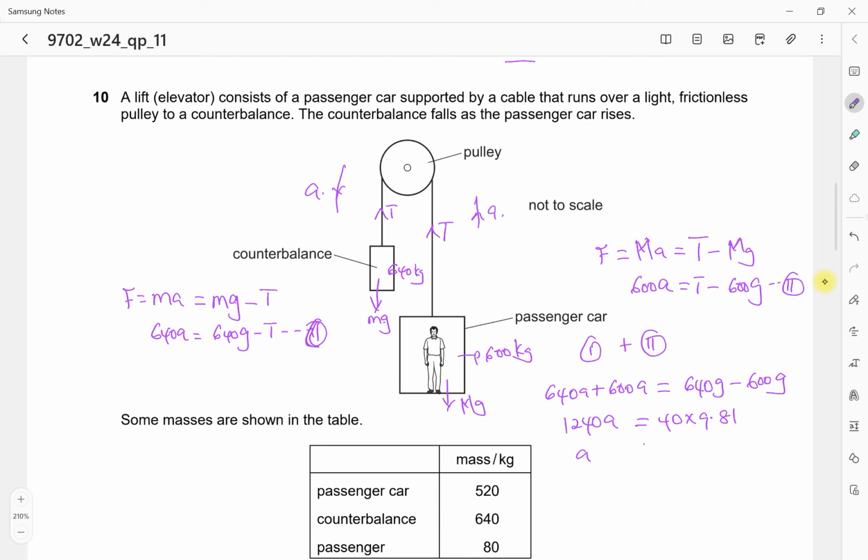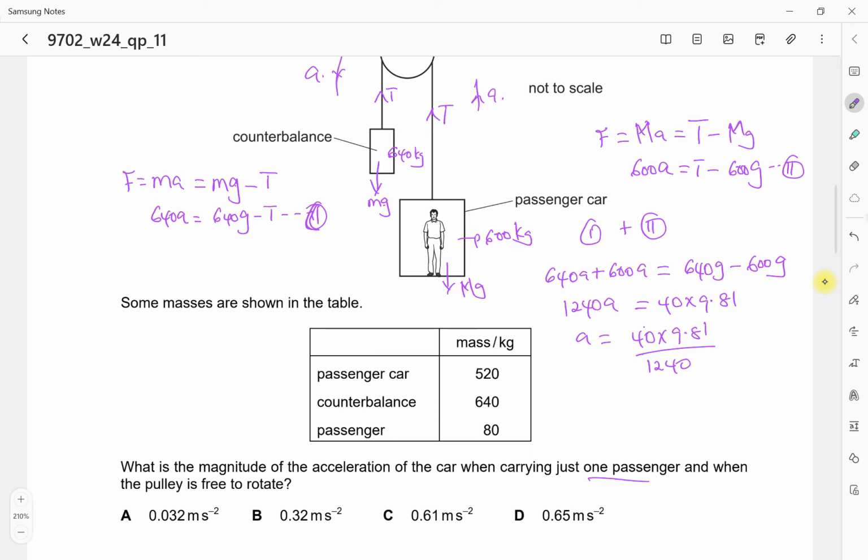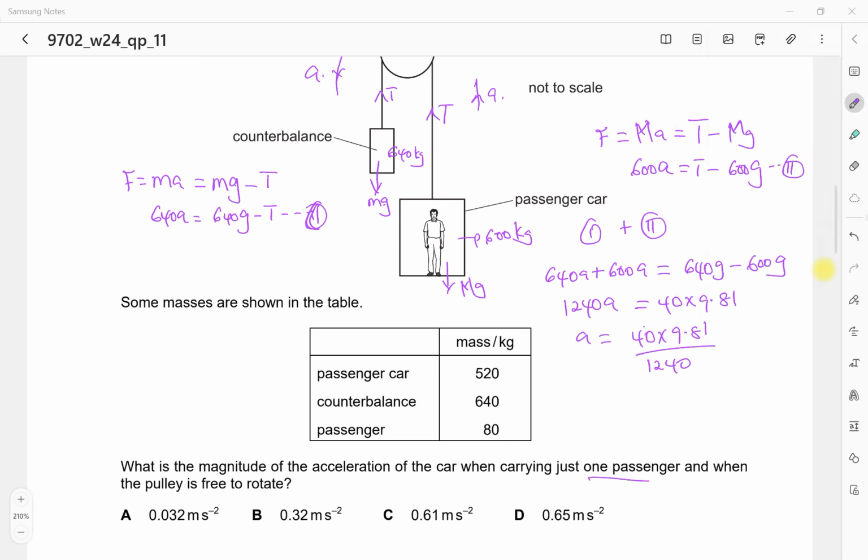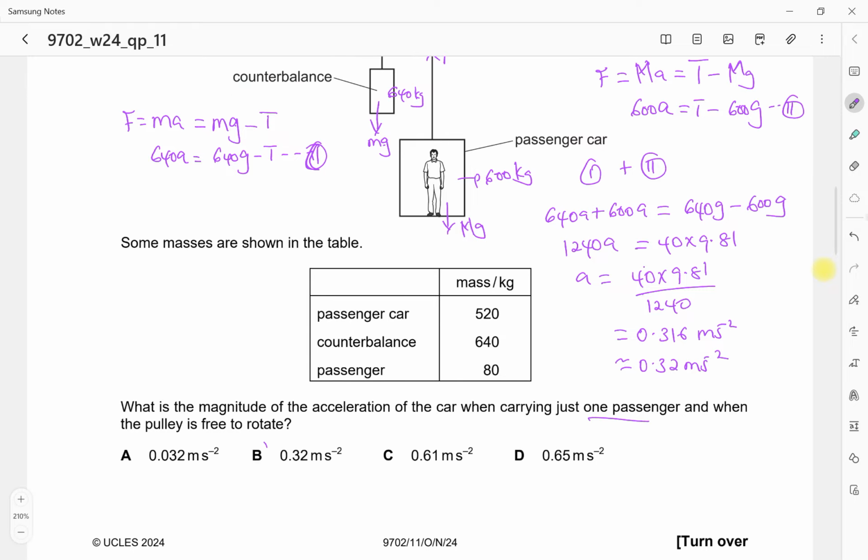So we are just going to divide. A is going to be equal to 40 times 9.81 divided by 1240. So let's check the calculator. 40 times 9.81 divided by 1240. So that is 0.316 meters per second squared, which is approximately 0.32 meters per second squared. So this means our answer is going to be B.